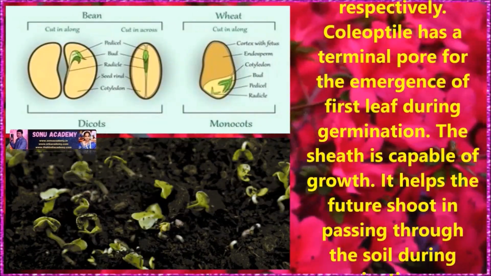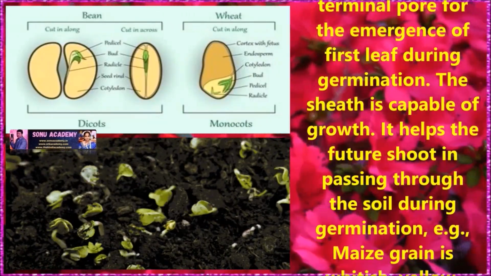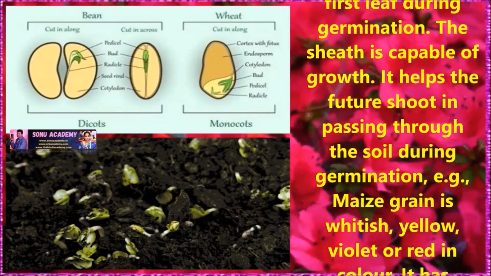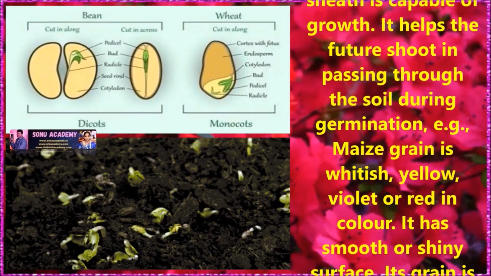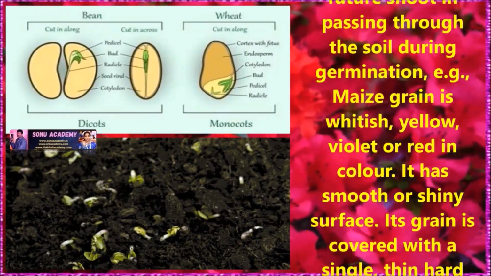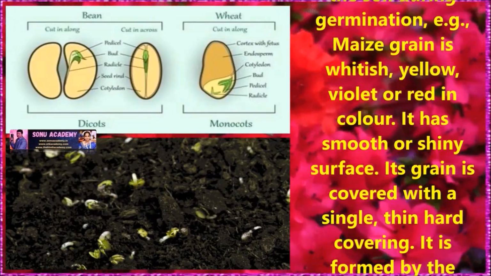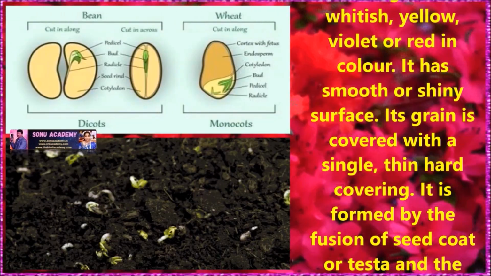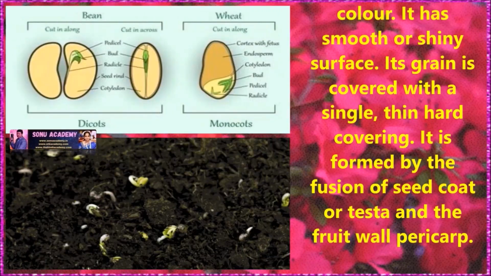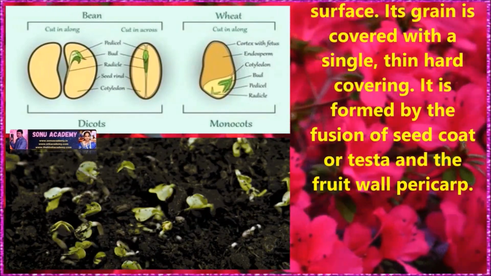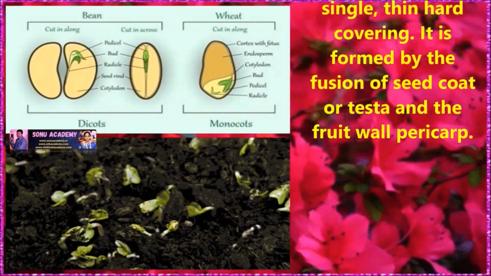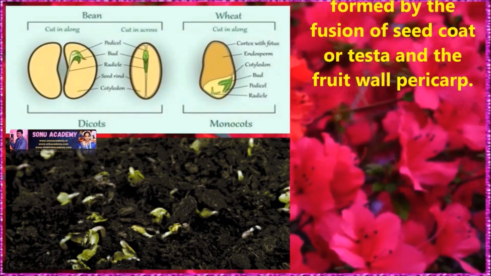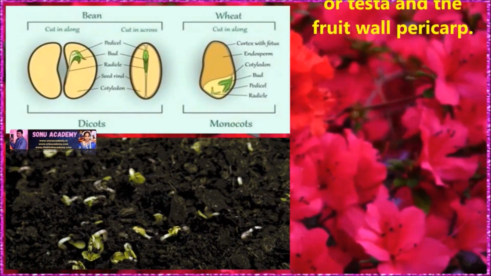The sheath is capable of growth. It helps the future shoot in passing through the soil during germination. Example, maize grain is whitish yellow, violet or red in color. It has a smooth or shiny surface. The grain is covered with a single thin hard covering. It is formed by the fusion of the seed coat or testa and the fruit wall called pericarp.